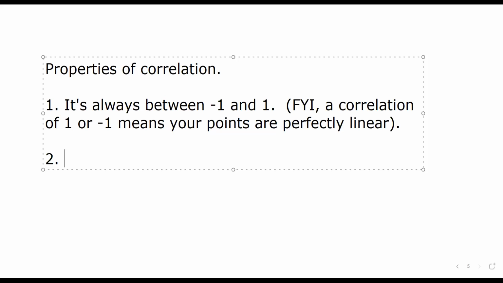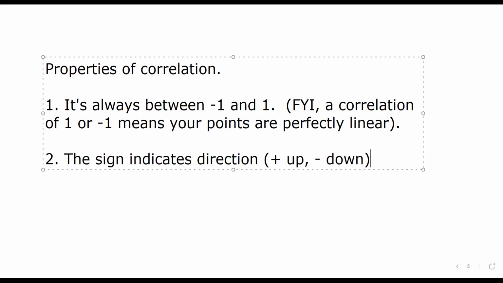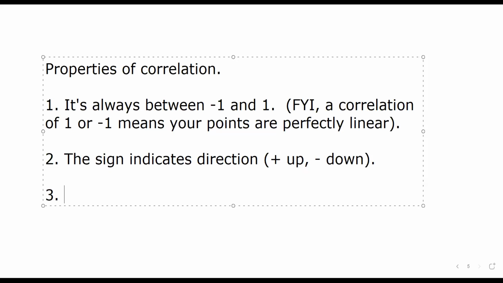All right, number 2. We've already talked about this one. The sign indicates direction. Positive is up, negative is down. And I should say general direction, because when you've got a scatter plot, not all the points are moving up or down at the same time, but there's usually a clear trend. Well, it depends upon the correlation.